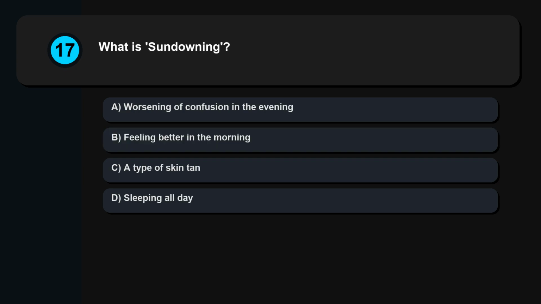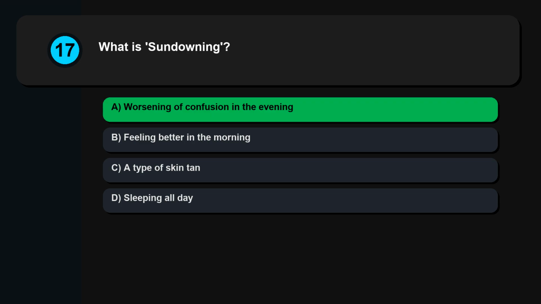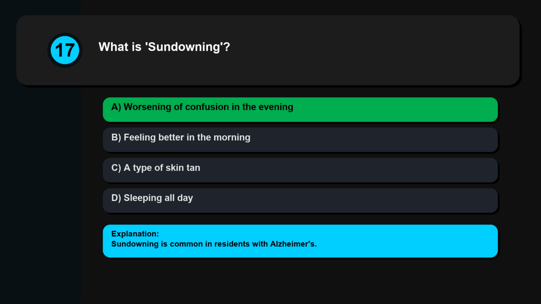Question 17. What is sundowning? Worsening of confusion in the evening. Feeling better in the morning. A type of skin tan. Sleeping all day. Sundowning is common in residents with Alzheimer's.